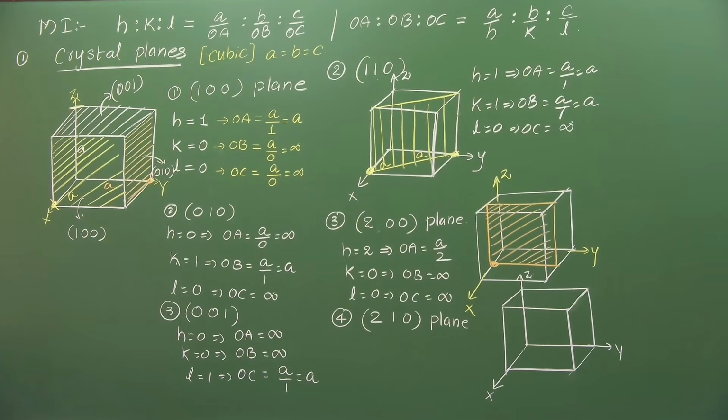Whenever they are asking you to draw the planes, take the Miller indices, and from the Miller indices get the intercepts, because intercepts are reciprocal to Miller indices. That too, parameter by Miller indices, parameter by Miller indices. Parameters are a, b, c. Here we have taken a cubic system, that's why all are same.